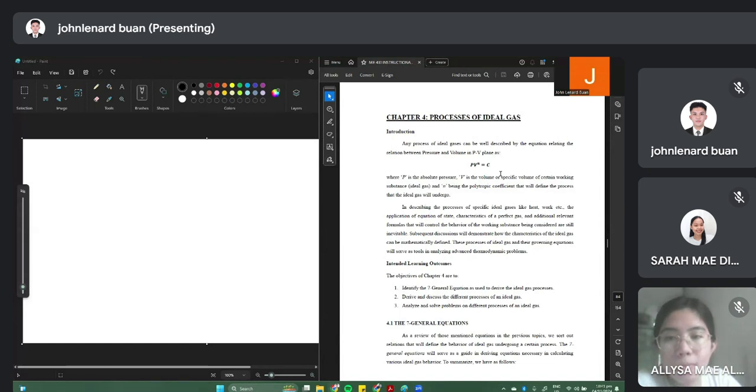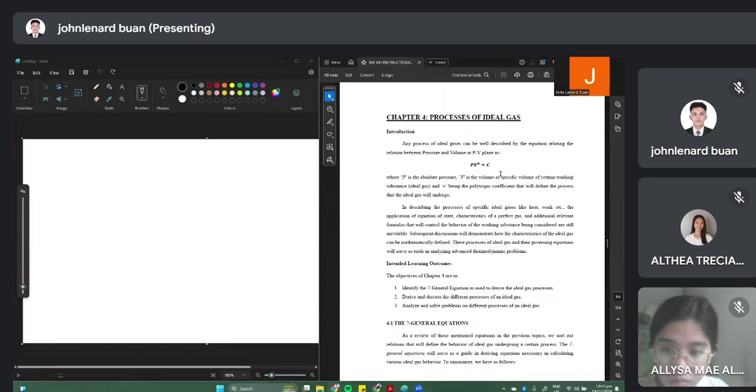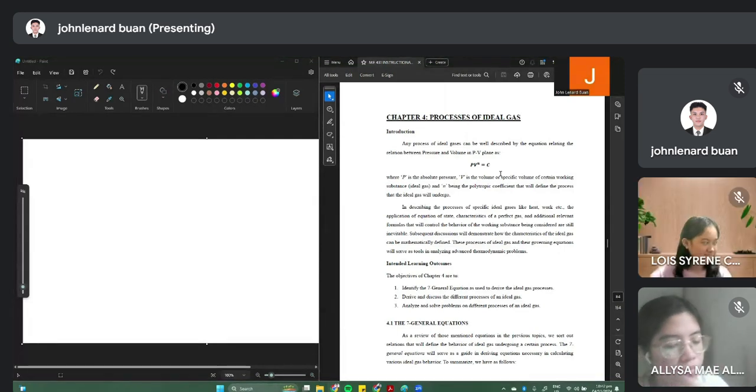Equation relating pressure and volume in the PV plane as PV raised to N is equal to C, where again P is the absolute pressure, V is the volume or specific volume of a certain working substance or ideal gas, and N is the polytropic coefficient that will define the process that the ideal gas will undergo. So please take note that this N is different from the N in PV equals nRT. This N here is the polytropic coefficient, or the polytropic index.